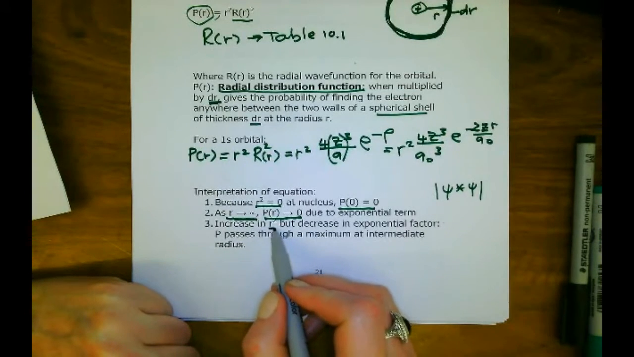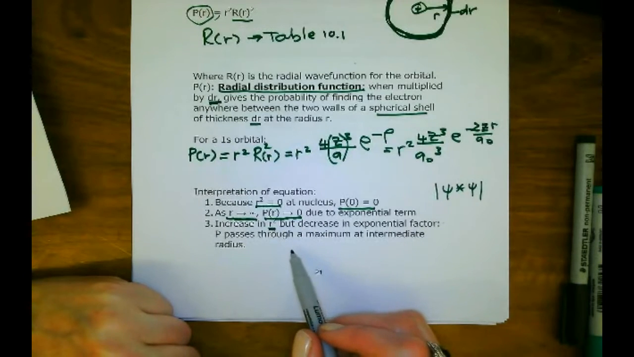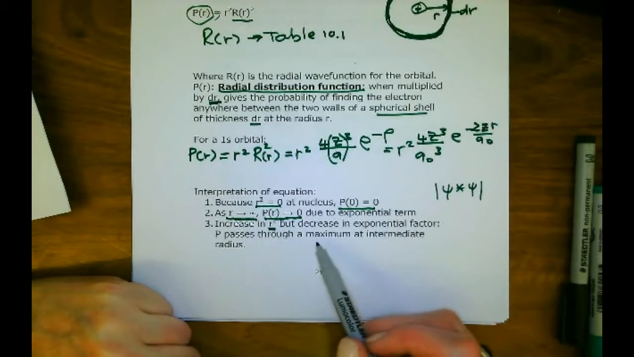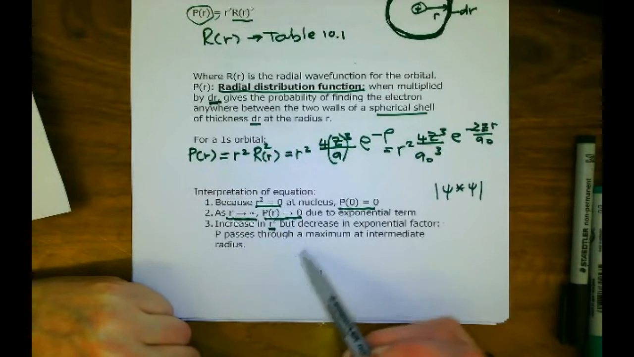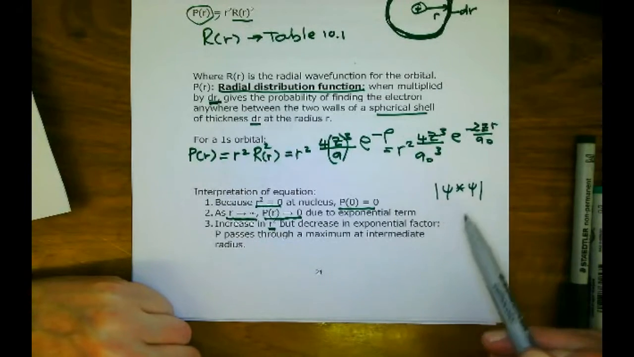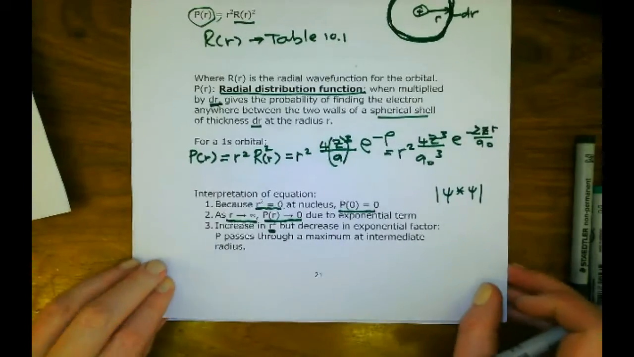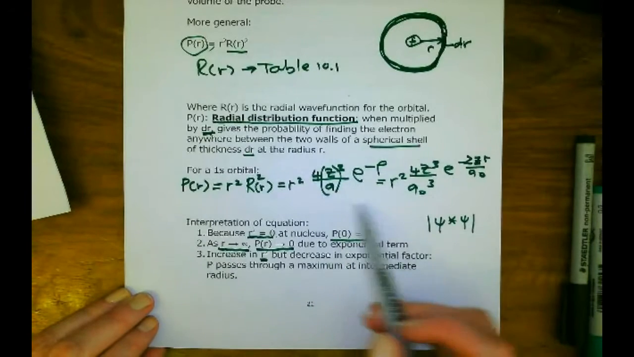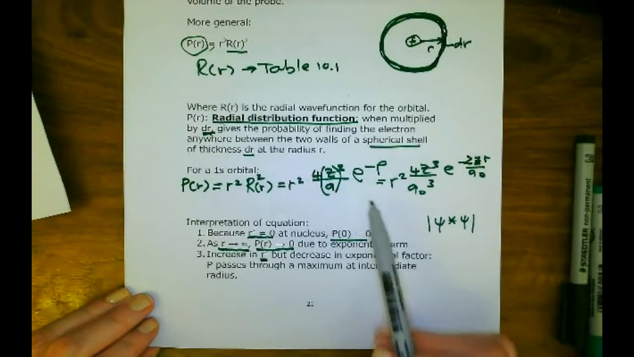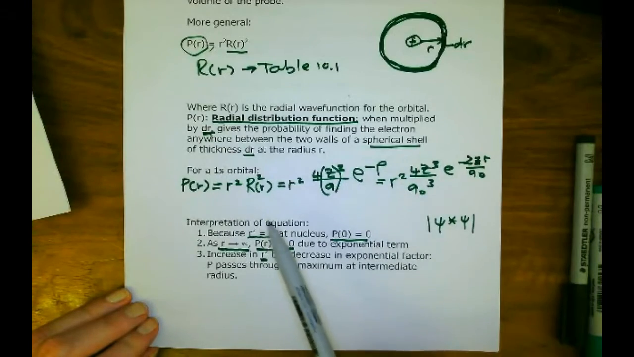And then this r squared term and the exponential factor together have the effect that this probability passes through a maximum and then goes to 0 again. So it starts at 0, goes through a maximum, and goes back to 0 again. So this is the probability density, or the radial distribution function, for the 1s orbital. And you should be able to get this for any orbital.